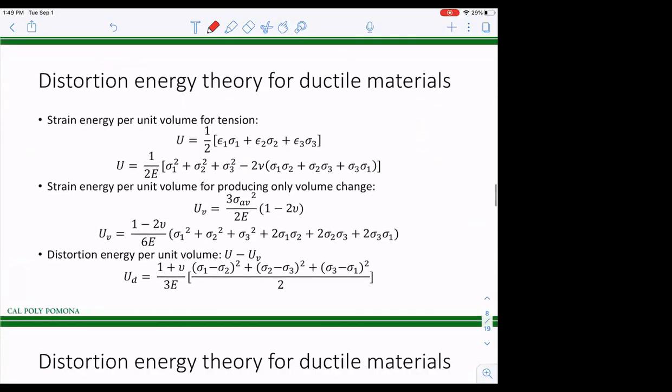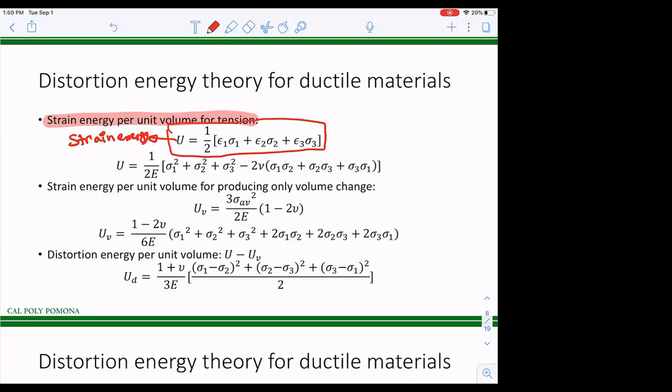So based on the distortion energy theory, if you want to calculate the strain energy per unit volume for tension, this is the formula. U is your strain energy, which is equal to half the product of stresses and their corresponding normal strains. So sigma 1 times epsilon 1 plus sigma 2 times epsilon 2 plus sigma 3 times epsilon 3. That will give you the total strain energy.